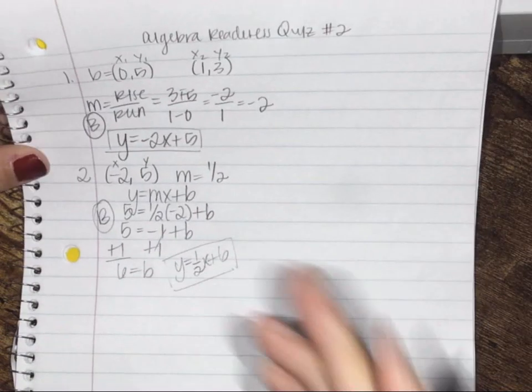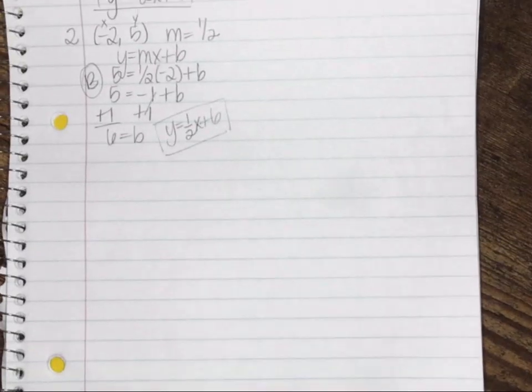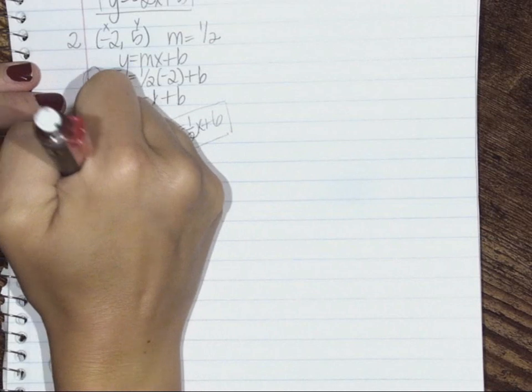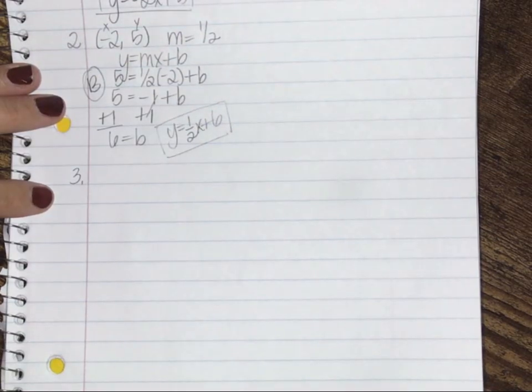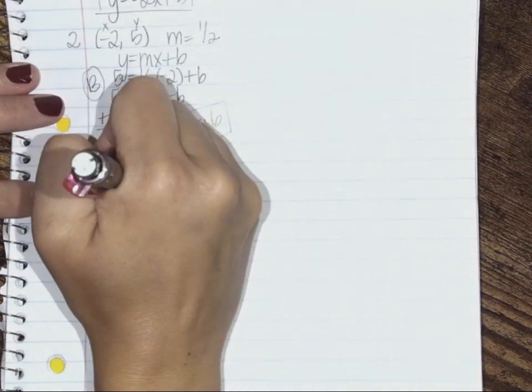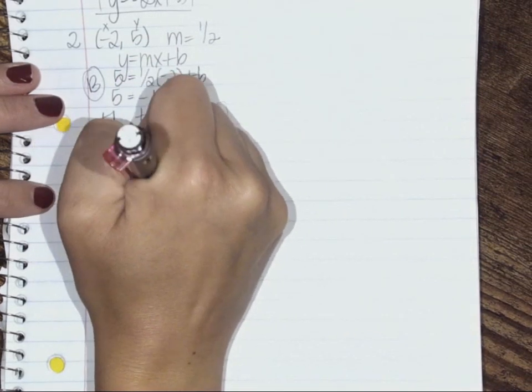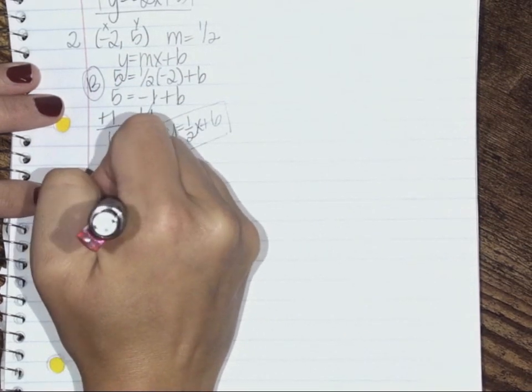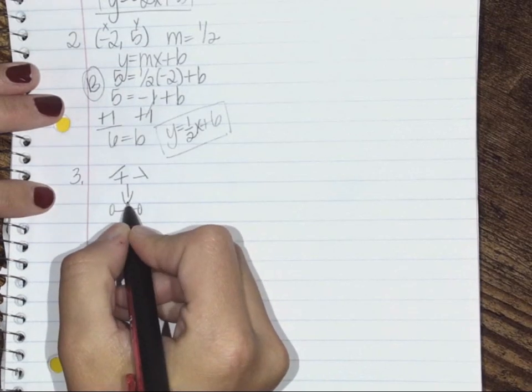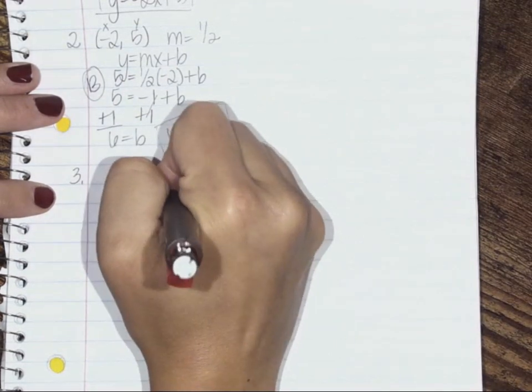All right, number 3. What kind of line is created if the slope is undefined? So hopefully you can think of our little slope guy. And an undefined slope is the u. That would be a vertical line.